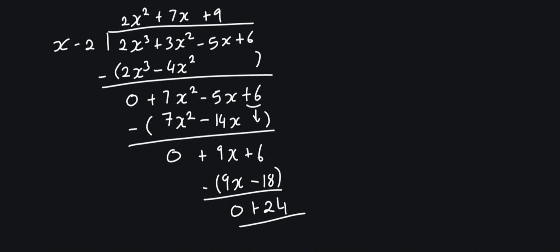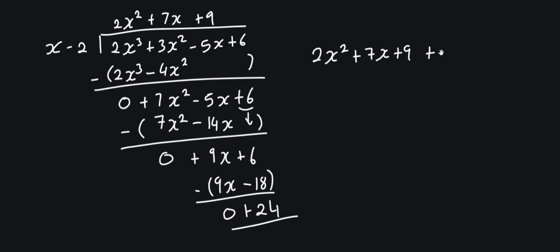So your whole answer would be 2x squared plus 7x plus 9 plus the remainder divided by what we're dividing. So that would be 24 divided by x minus 2. So this is your answer.